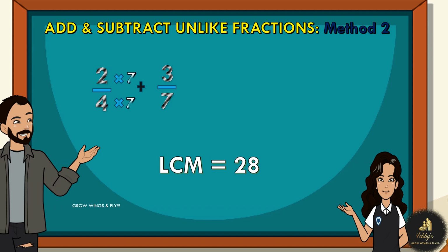And then I will multiply the first fraction with 7. Why? Because 2 times 7 is 14 and 4 times 7 is 28, so I need to get 28 in the denominator. In the second one, I will multiply the numerator and denominator with 4, because 3 times 4 is 12 and 7 times 4 is 28. So I will get 14 over 28 add 12 over 28, which is 26 over 28. Am I correct? Perfect, Angel.